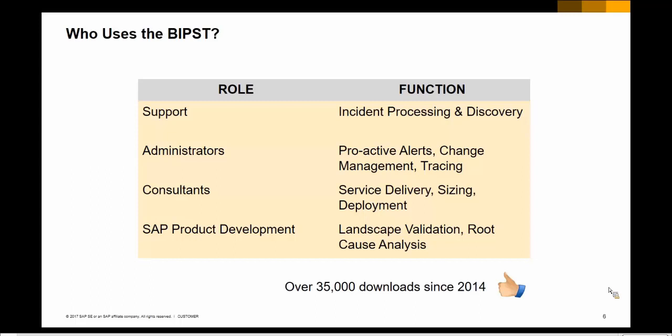And lastly, product development, or IMS. When we need to code a fix for you, it's really helpful to be able to have the data about your landscape so that we can provide a fix as soon as possible and do deeper root cause analysis. And since we've released the tool in 2014, we've had over 35,000 downloads. So thanks everybody for the past support, and it's been a great success so far.